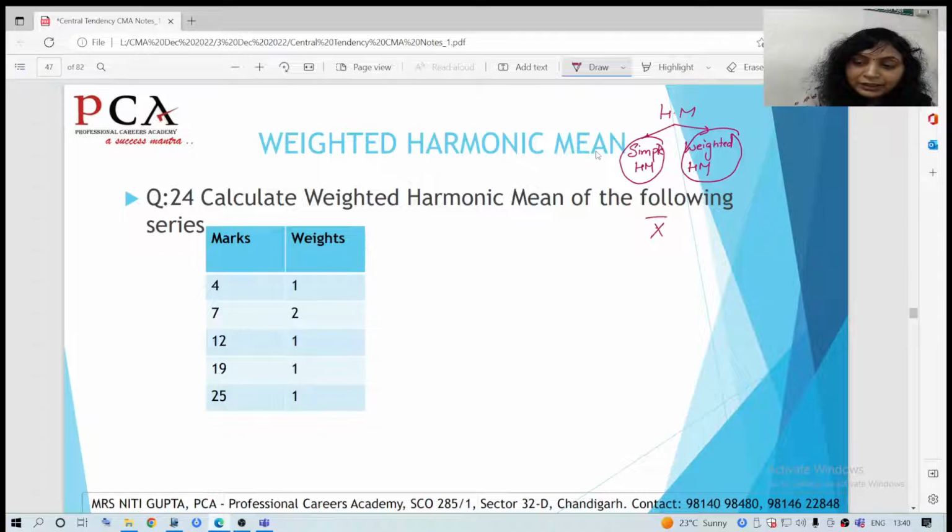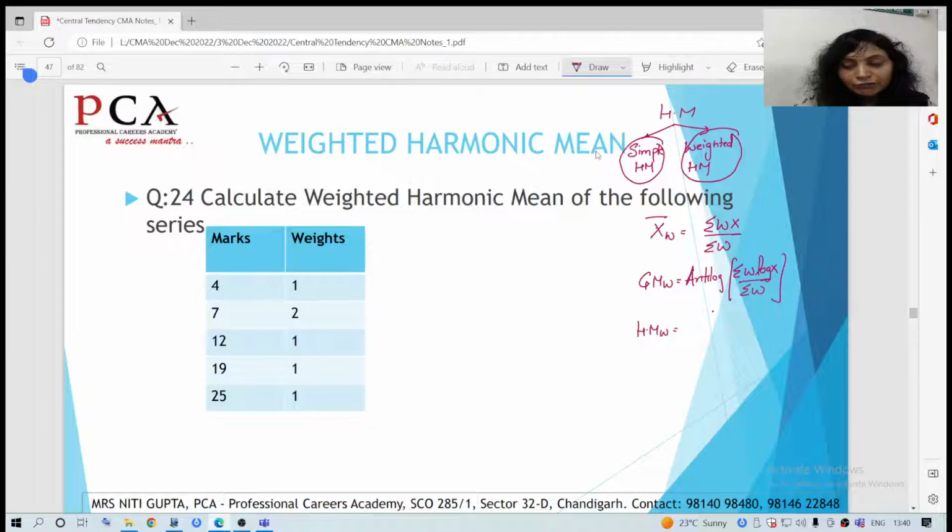Like we computed weighted arithmetic mean, so formula is summation wx upon summation w. If we compute weighted geometric mean, so formula is antilog of summation w log x upon summation w. And if we are computing weighted harmonic mean, so our formula is summation w upon summation w upon x. So this is the formula for weighted average. Now again in this case, this marks is x and weights are w. So first thing we have to find out w upon x.